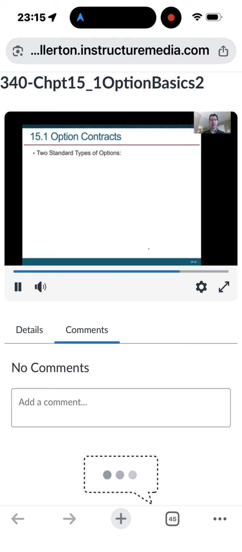I think this is the final terminology here. There are two standard types of options that you're going to run into. The first one is called an American option. What is an American option? An American option is like a typical coupon. What do I mean by that? It can be exercised on or before the expiration date.